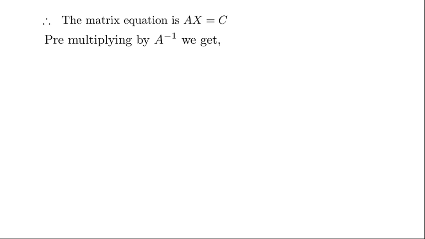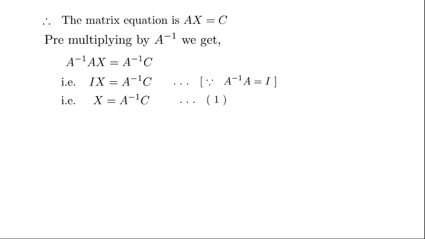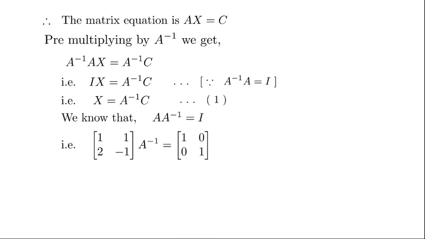Pre-multiplying by A inverse, we get A inverse into A into X equal to A inverse into C. That is IX equal to A inverse into C, because A inverse into A is I, where I means the identity matrix. So X equal to A inverse into C, we will call it equation 1. We know that A into A inverse is equal to I. That is, [1 1; 2 -1] into A inverse equal to [1 0; 0 1]. Now R2 changes to R2 minus 2R1. That means we are going to make this element 0.